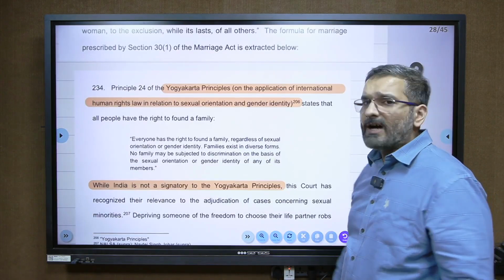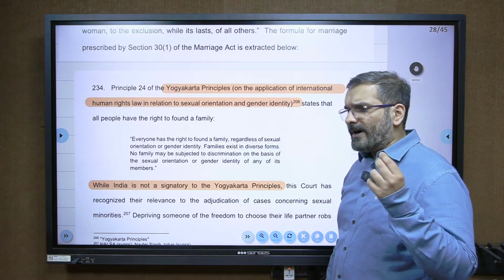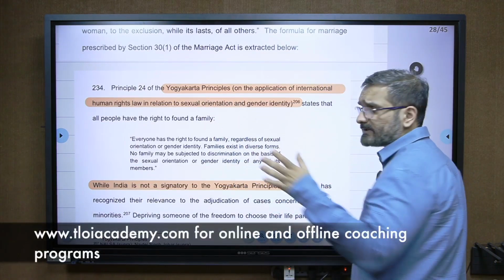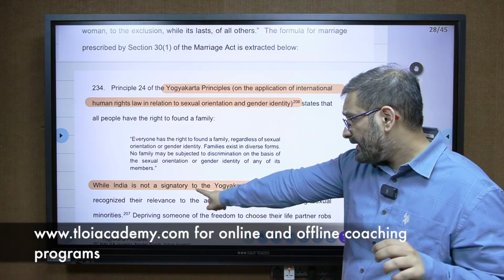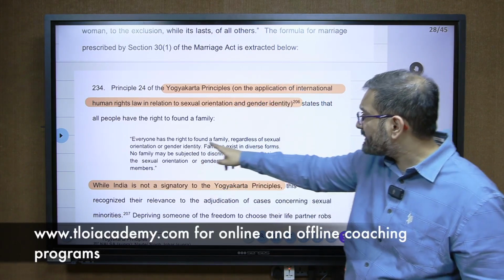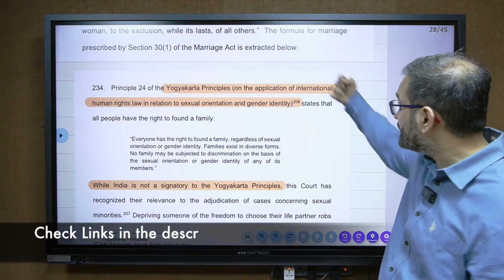CLAT loves to ask such stuff because CLAT PG almost always gives one passage on international laws. So principle 24 of the Yogyakarta principles. Now India is not a signatory to the Yogyakarta principles. Principle 24 states everyone has the right to found a family regardless of sexual orientation or gender identity. So this of course relates to this case.